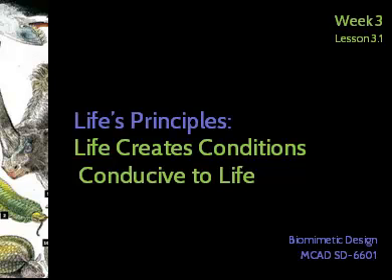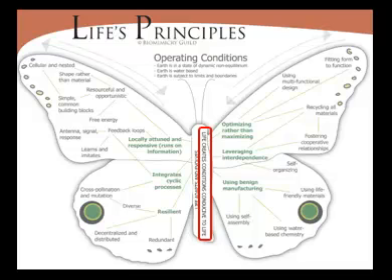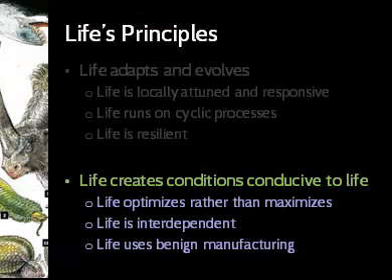So this short video is the right-hand side of the Life's Principles Butterfly, which is about life creating conditions conducive to life. So here's our butterfly again. And again, it will be helpful to have this in front of you, or the list if you prefer that, as we're going through this talk. All right, so now we're going to be talking about this part, life creating conditions conducive to life, okay? And remember, we create conditions conducive to life so that we can live with the operating conditions on Earth. So on this side of the butterfly, we have life optimizes rather than maximizes or minimizes, that life is interdependent, it leverages interdependence, and life uses benign manufacturing. And we'll go through each of these.